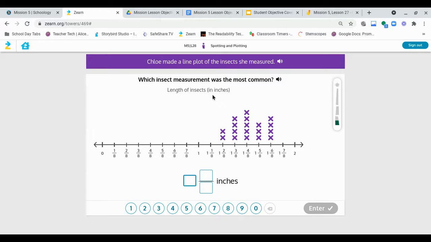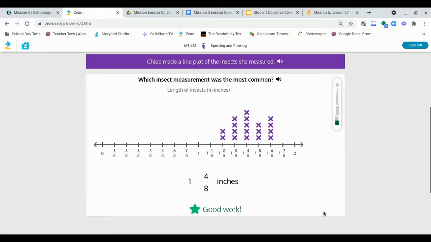Okay. And now it asks which insect measurement was the most common. When it's asking for something like which is the most common or which occurred the most, now I'm going to look at which of the numbers has the most X's. Which of these numbers has the most X's? Well, it's right here because this has 1, 2, 3, 4, 5 X's, and the next closest is 4 with these two. So which insect measurement was the most common? It was right here. And what number was that? 1 4/8 inches. Boop. Good work.